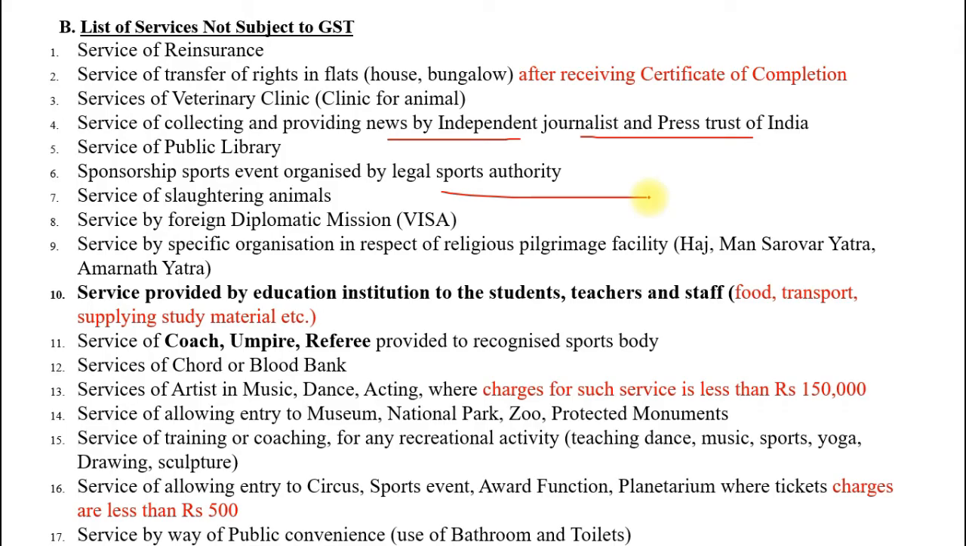Service of allowing entry to circus, sports event, award function, planetarium, where ticket charges are less than 500. For entertainment, if you want to go to any of these places where it is less than 500, no GST. If it is above, yes, GST will be added. And lastly, services by way of public convenience, that is use of public bathrooms, public toilets, all that is exempted from GST. I hope everyone has understood this.